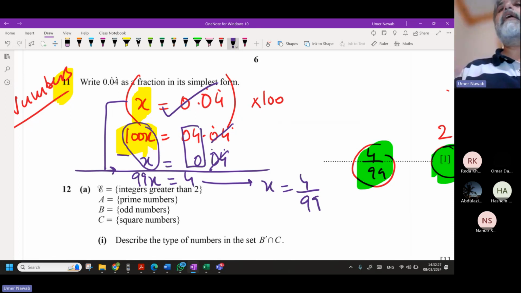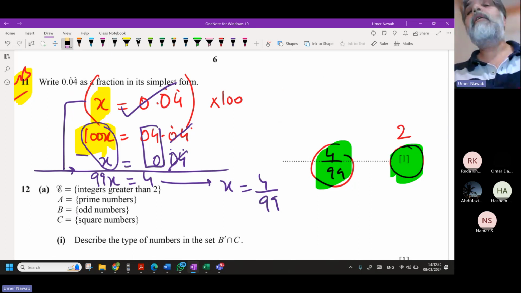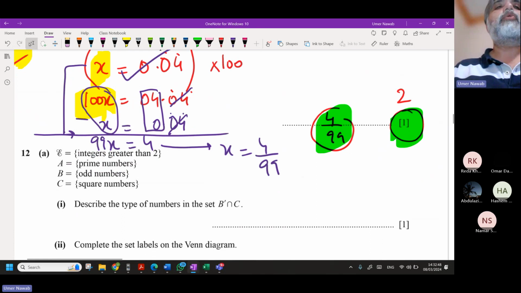But again, I will say working is not required. You can get 1 mark from the calculator directly by writing 0.04, 0.04, 0.04 more than 10 times on the calculator screen. Then press the equal sign. It turns the recurring decimal to the fraction. However, the method is already shown to you.